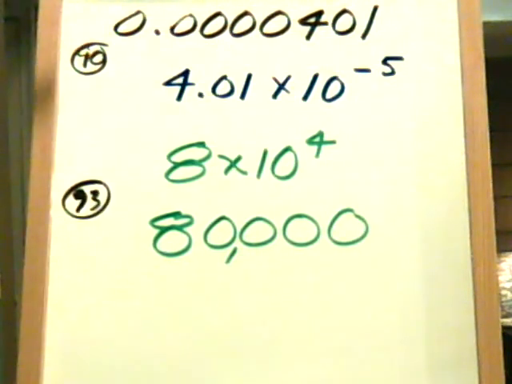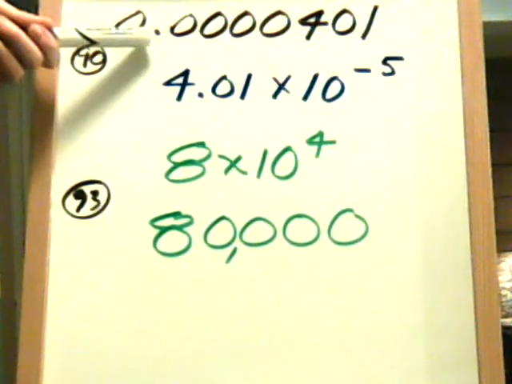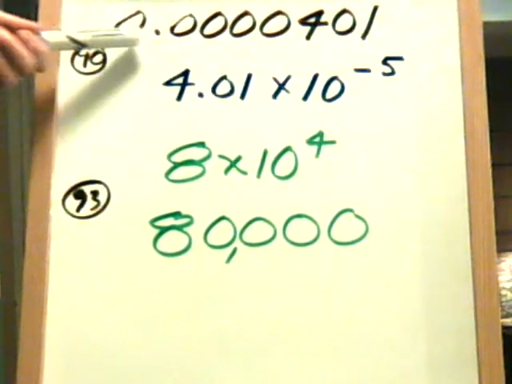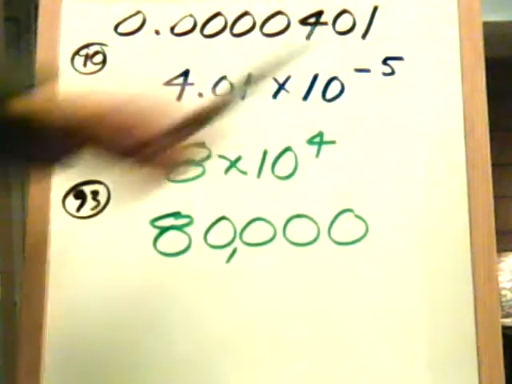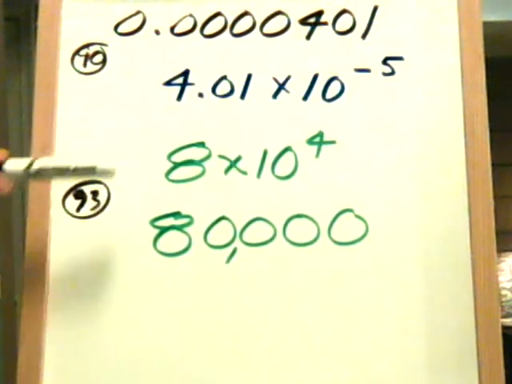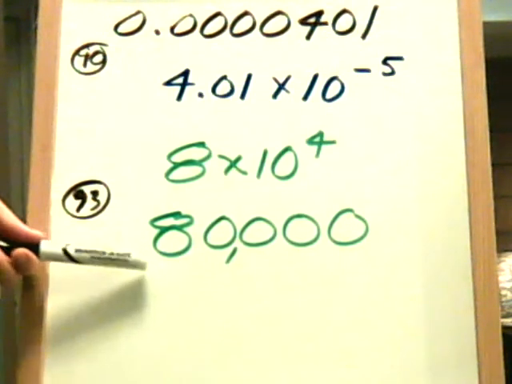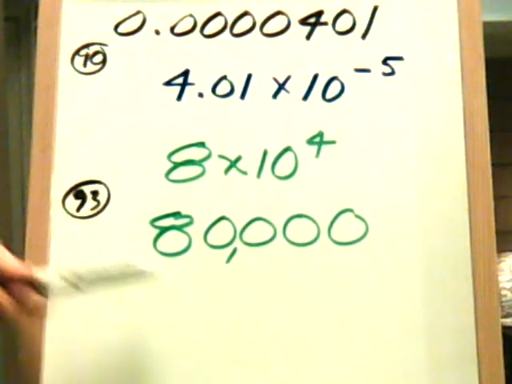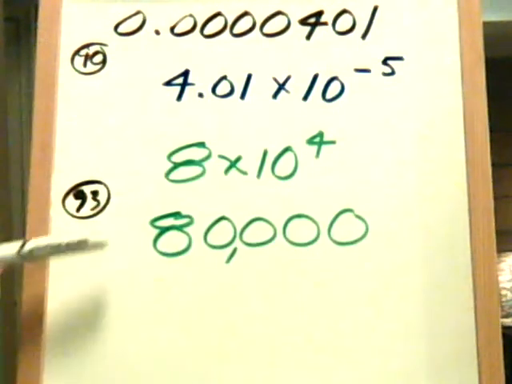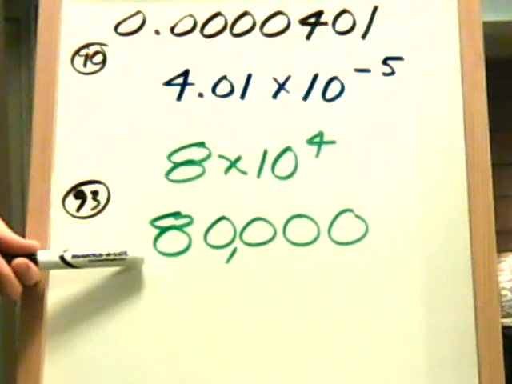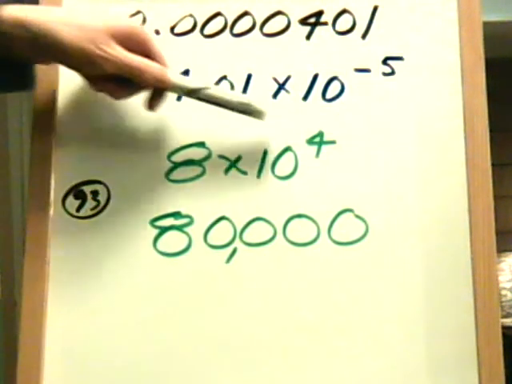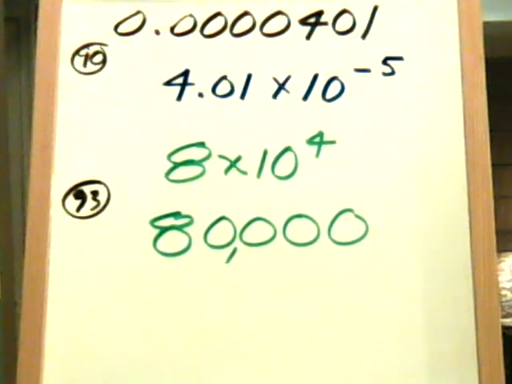If you look at the standard form, this one starts with 0 point something. So this means it's a really small decimal. Notice in that kind, you have an exponent that is a negative number. In this one, we have 80,000. There's no decimal point in it. There could be 0.01, but it doesn't start with a 0. It starts with 80,000. This is a big number, and it has a positive exponent.